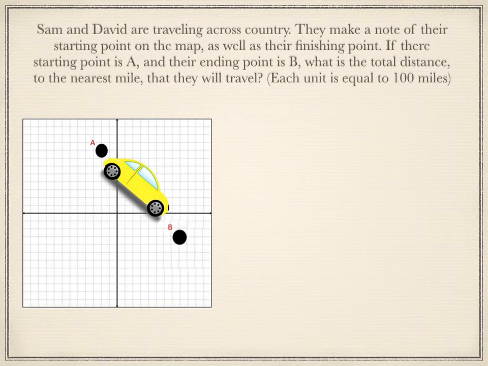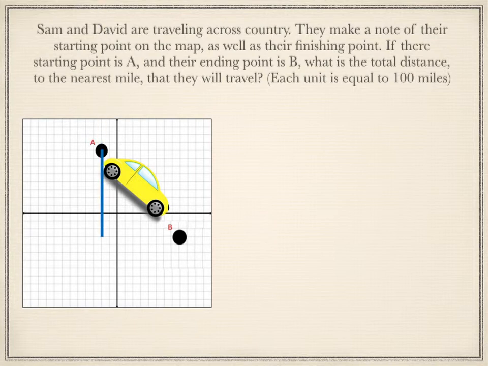Next question. Sam and David are traveling across country. They make a note of their starting point on the map, as well as their finishing point. If their starting point is A and their ending point is B, what is the total distance to the nearest mile they will travel? Remember, each unit is equal to 100 miles. There are two different ways we can do this. We can use the Pythagorean theorem, or we can use the distance formula. I personally think the Pythagorean theorem is easier to visualize, so I'll do that one first and then show you how you put it in the distance formula.